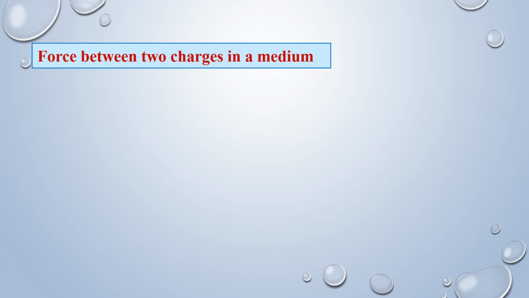We are now going to find Coulomb's law when two charges are placed in a medium, and then find out what happens if it is placed in different other mediums. So let us consider we have two charges Q1 and Q2 placed in vacuum, or you can even consider placed in air. Both mean one and the same.